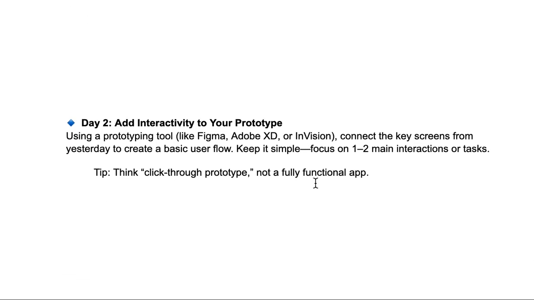Day 2, add interactivity to your prototype. So if you're in pen and paper, move it into a prototyping tool. If you're in a prototyping tool, again, pick that one complex interaction or those two complex interactions, or if it's a relatively simple interaction, pick that one core flow and build it out. Connect the screens, make buttons, click targets, touch targets, move from point A to point B, and make it a click-through prototype, but again, not a fully functioning app.